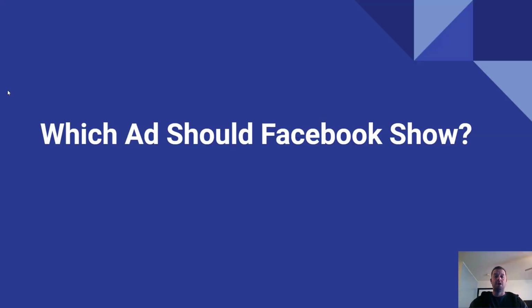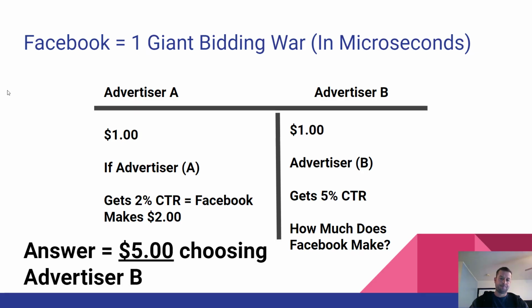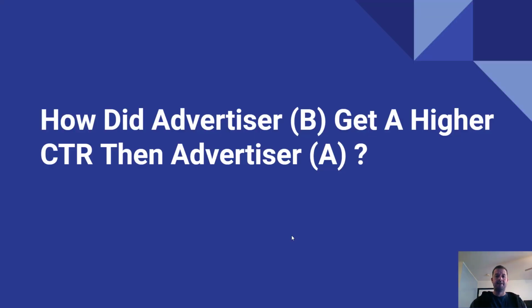Which ad would Facebook want to show? First of all, actually, we should put it that way. Which ad would they want to show, the 2% or the 5%? The answer is obviously the 5% CTR. And how much does Facebook make? That answer is $5. So that higher click-through rate means they get to show that ad more and charge you more money. You win as well, because you get to have more people seeing your ad. Now, how did advertiser B get a higher CTR than advertiser A?